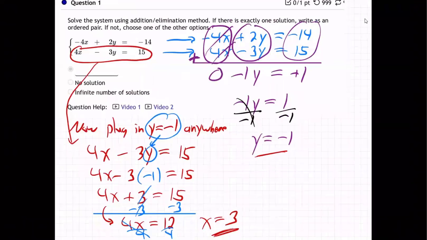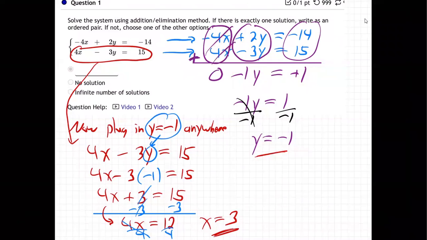So again, what did we do to do this problem? We simply lined up x's over x's, y's over y's, numbers over numbers, and then we just added them up. And notice the x's eliminated. That's why it's called the addition method. You add them up, and elimination because something eliminates. The x's dropped out. So we had only y then, and we're able to solve for y.